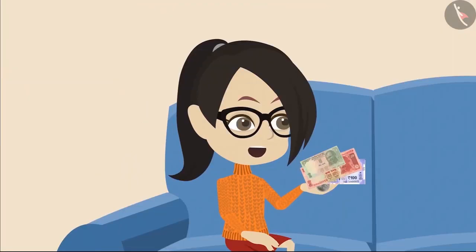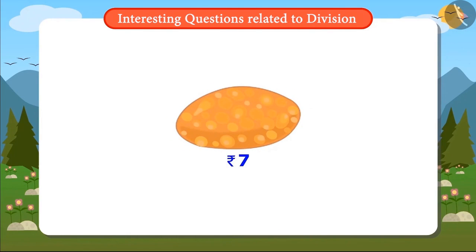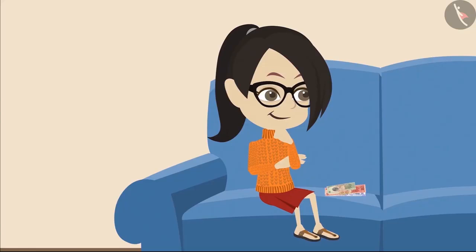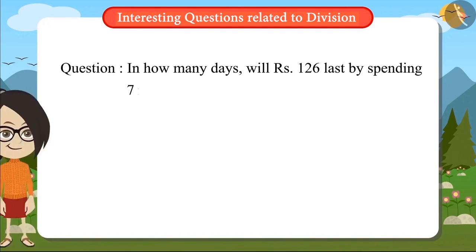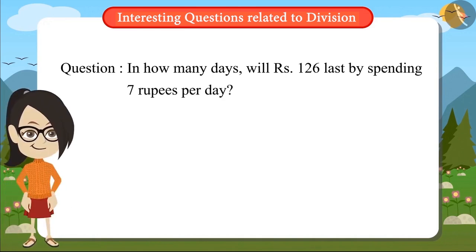From my school canteen, I buy 1 kachori for 7 rupees. So, like this, every day I spend 7 rupees. Vandana now has to find out in how many days she will be able to spend 126 rupees by spending 7 rupees per day. Can you help Vandana find this out?